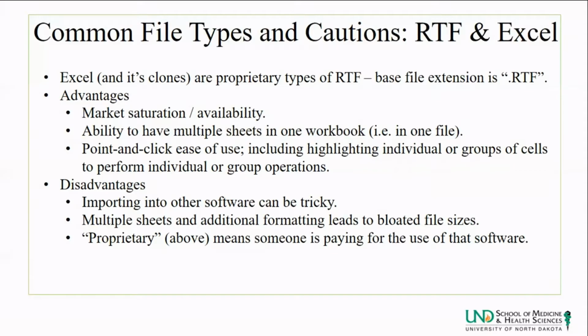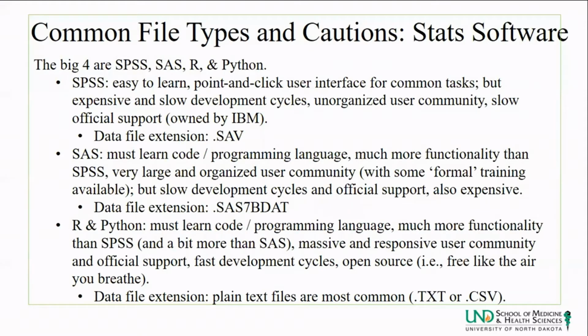Like I mentioned earlier, the other disadvantage is that proprietary generally means somebody paid to be able to use this software. Whereas with plain text, you don't have to pay to use that at all. It's ubiquitous, it's everywhere. All right, other common file types, and this category is the stats software. So we're just going to talk about basically 2, maybe 3 here. The big 4 are basically SAS, SPSS, and then R and Python. And R and Python I use a little bit interchangeably because they're very, very similar to one another.